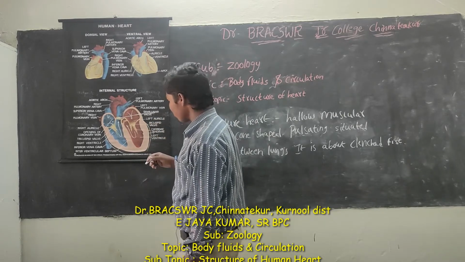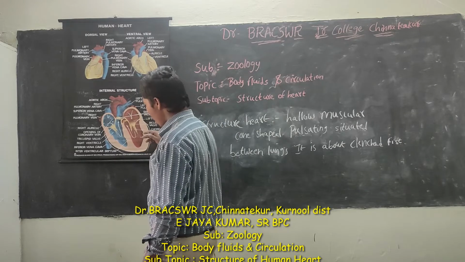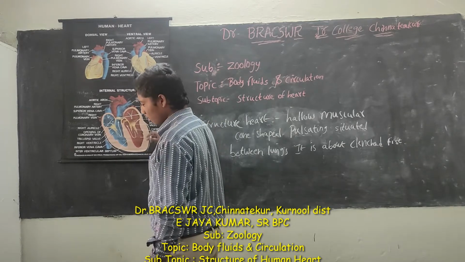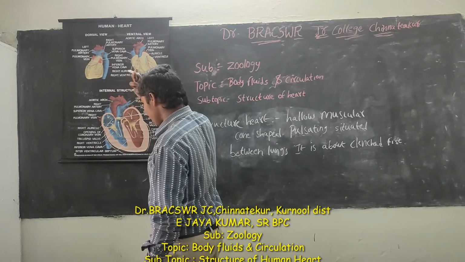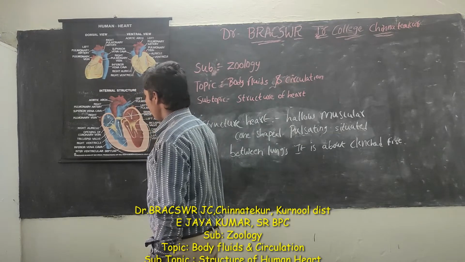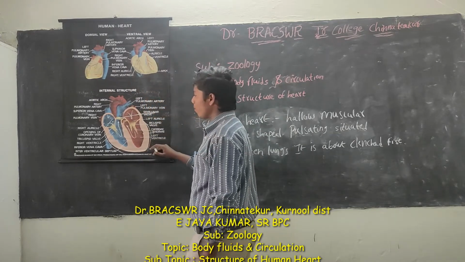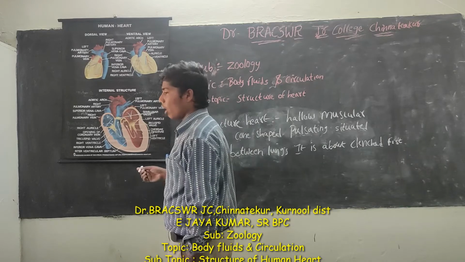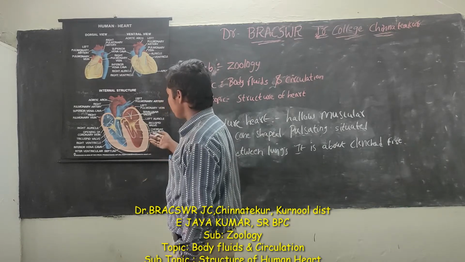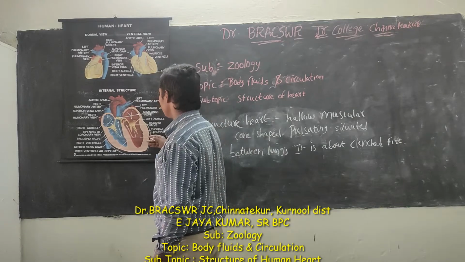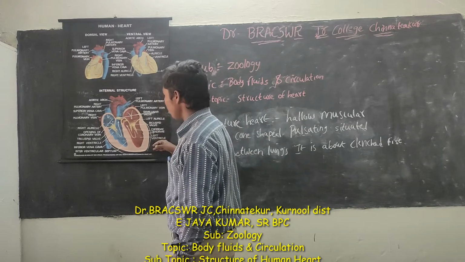The heart wall consists of three layers: the outer epicardium, the middle myocardium, and the inner endocardium.